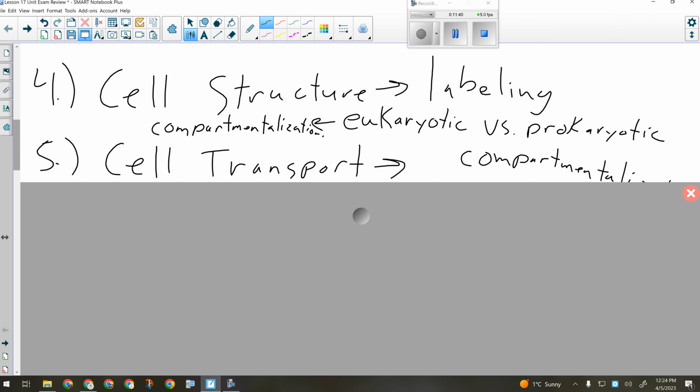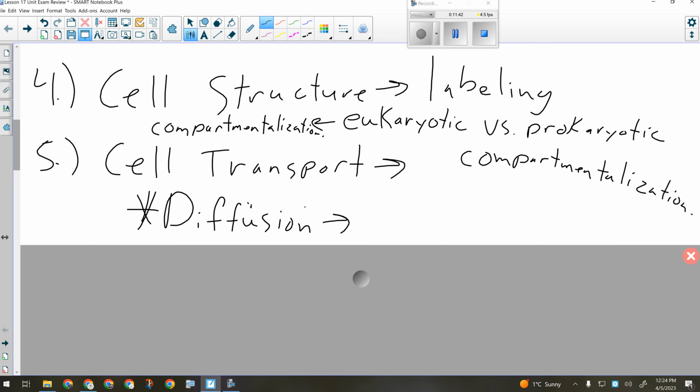All right, so for cell transport, we said diffusion. Diffusion is how things move within the cell or through the cytoplasm. They move from high concentration to low concentration. It's not targeted. It's slow over long distances, but it's free. And of course, we know that because it is slow and not targeted, if a cell gets too big, diffusion will cease to be effective.